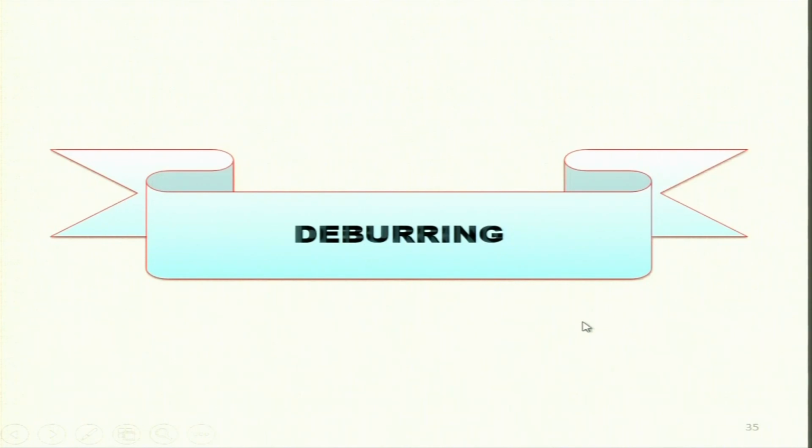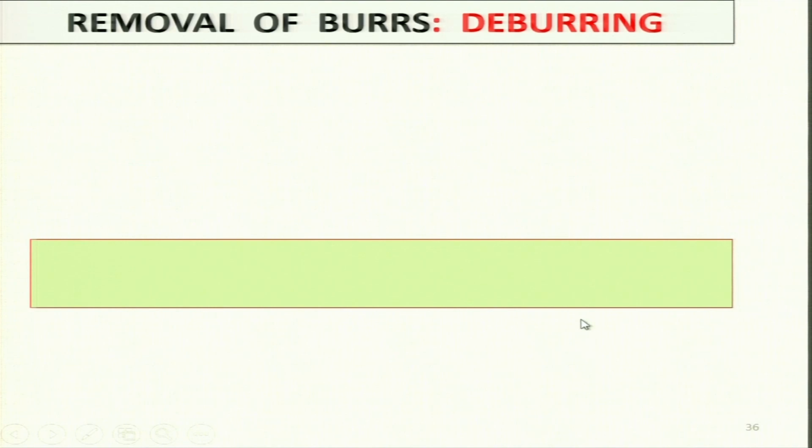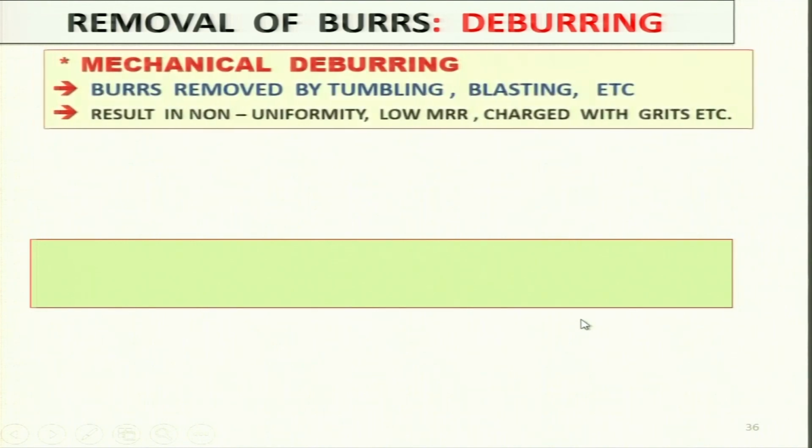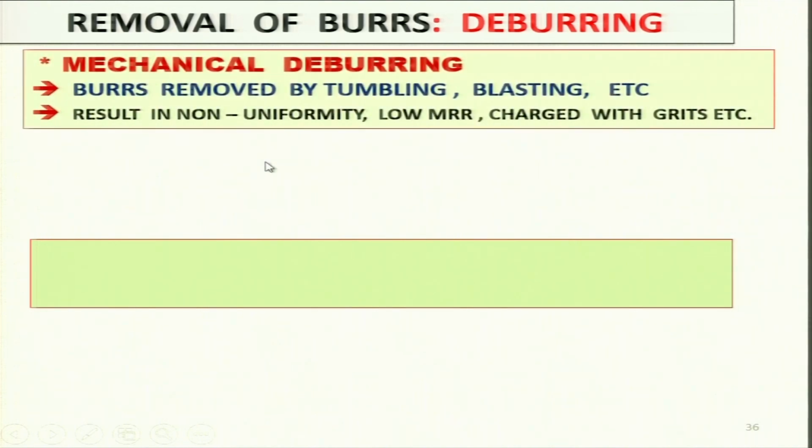Deburring. So burrs are to be removed. So the operation where you are removing the burrs, that is known as deburring operation. Removal of burrs is known as deburring. Now there are various kinds of methods by which you can remove the burrs. Electrochemical grinding is one of them, not the only one, it is one of them.